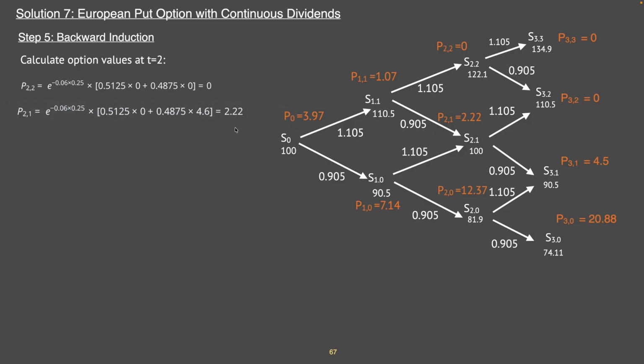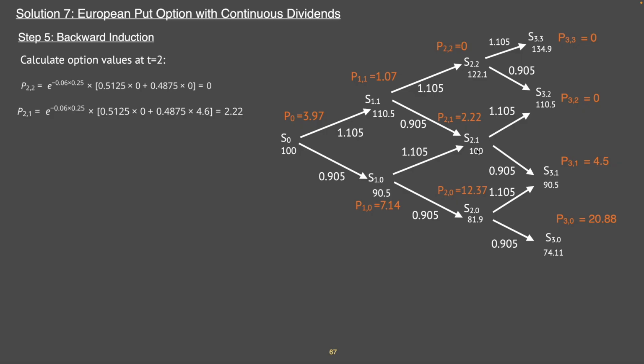Similarly, here at S21, so what is happening? At P21, it is e to the power of minus 0.06 into 0.25, times 0.5125 into 0 plus 0.4875 into 4.5. This value will come here. So the option value here will be 2.2 rupees.